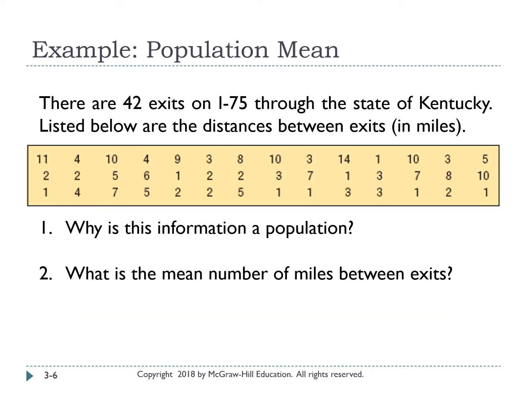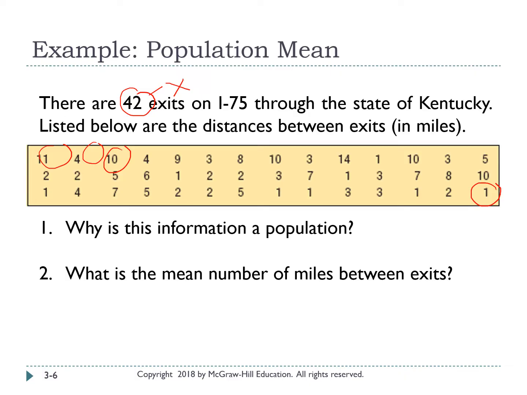Let's look at an example of how to compute your population mean. There are 42 exits on I-75 through the state of Kentucky. Listed below in the table are the distances between exits in miles. If you look here, you have 42 exits. What is this 42? This is your observations, or in statistics, your x. If you count them, 11, 4, 10, until 1, the value is equal to 42.